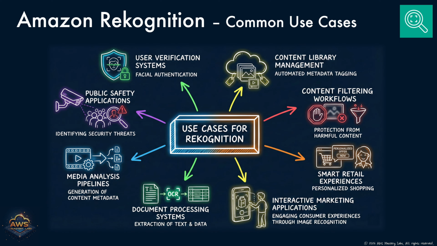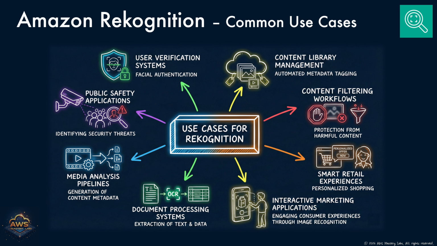In media and entertainment, Rekognition streamlines content library management by automatically tagging and organizing large collections of images and videos. With its ability to detect scenes, objects, and people, it helps companies save countless hours on manual cataloging and improves the discoverability of visual assets.